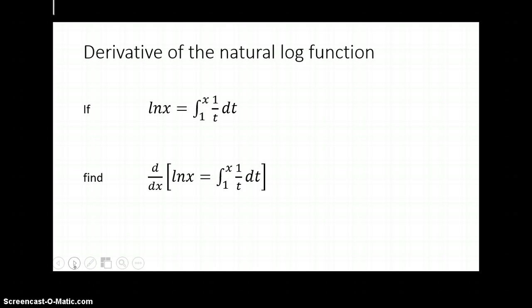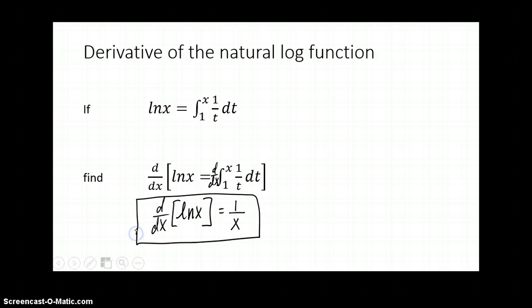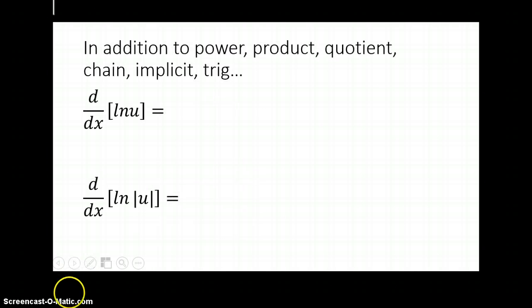Okay, so the derivative of the natural log function. If this is how the natural log function is defined, then what if we took the derivative of both sides of this equation? So by our second fundamental theorem, when we take the derivative of this, we replace t with the variable x, and this is the derivative. Now that's very limited. So in addition to all your derivative rules, power, product, quotient, chain, implicit, trig, now we have a new derivative rule. When we derive the natural log of an expression, 1 over that expression, and then we need to multiply by the derivative of whatever the expression is.